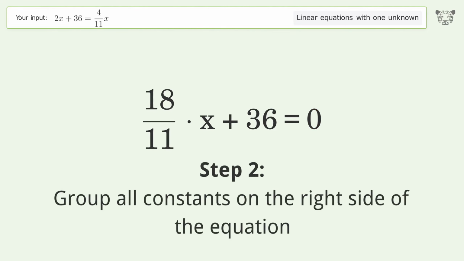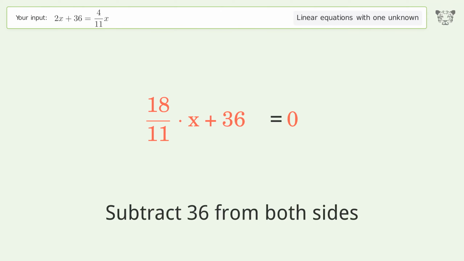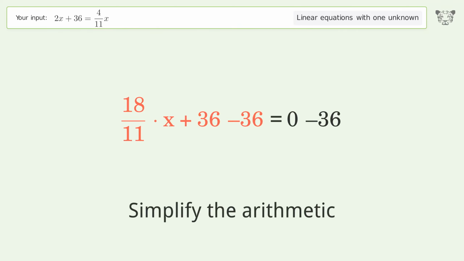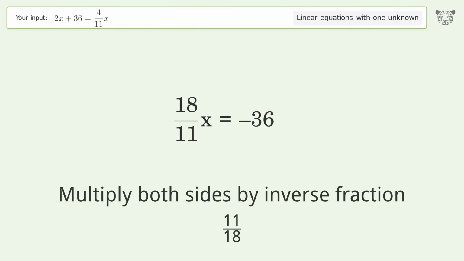Group all constants on the right side of the equation. Subtract 36 from both sides. Simplify the arithmetic. Isolate the x. Multiply both sides by inverse fraction 11/18.